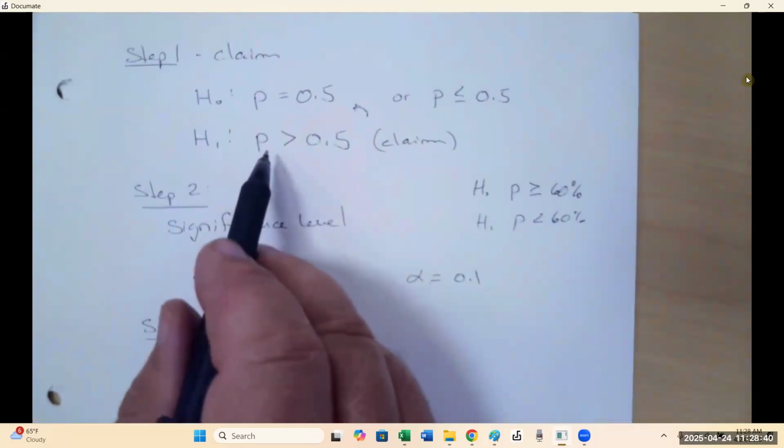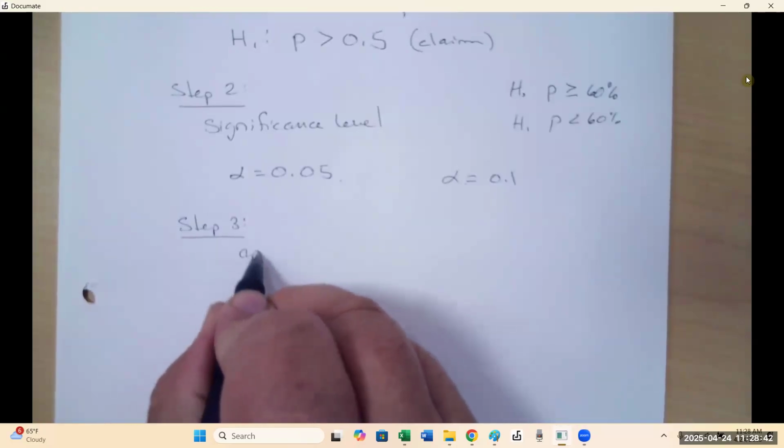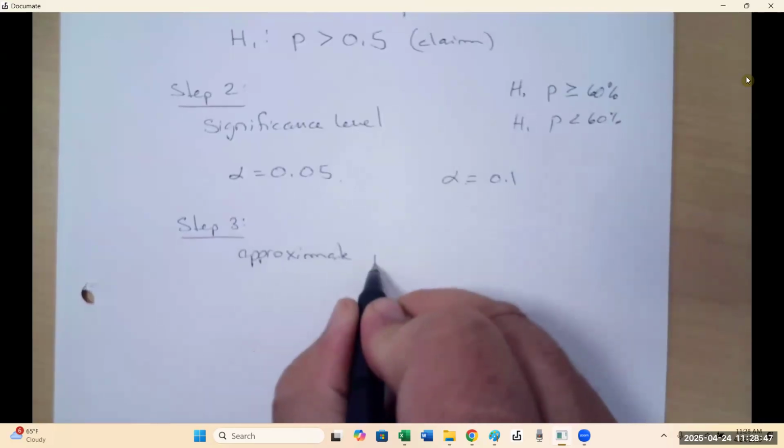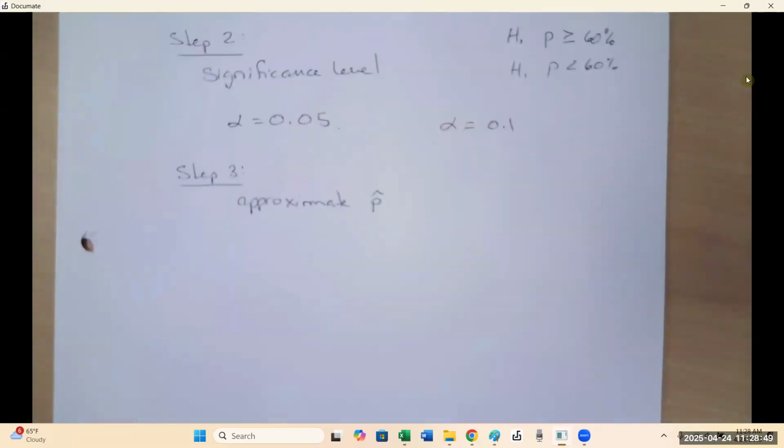Since we have p, approximate p hat. Why do we need p hat?